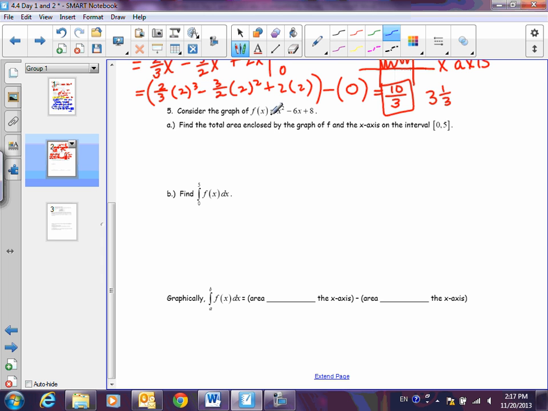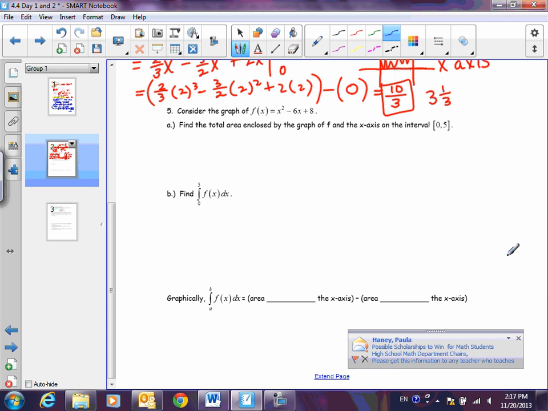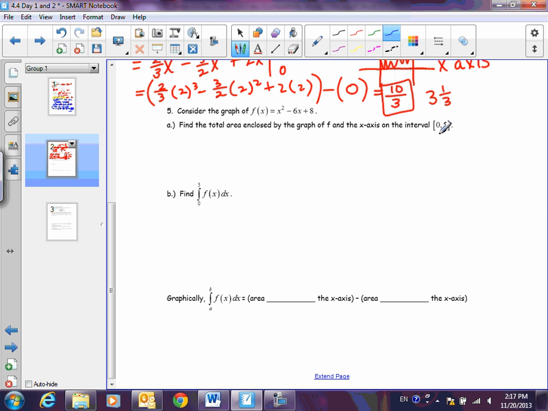Let's look at number 5, though. You have this graph, and it says find the total area enclosed by this graph, and they give us the interval. Then it says find this integral. I want you to see total area and integral. Are these 2 things going to for sure give us the same answer? They definitely could, but are they for sure always? No. If I have area below the x-axis, that area is positive, but in the integral it's going to act like a negative. So it's possible for these 2 things not to be the same.